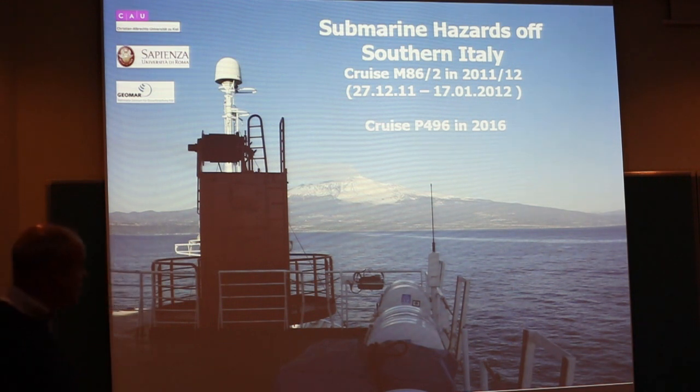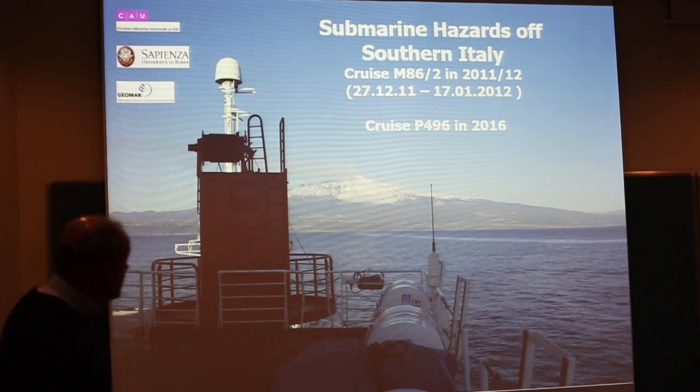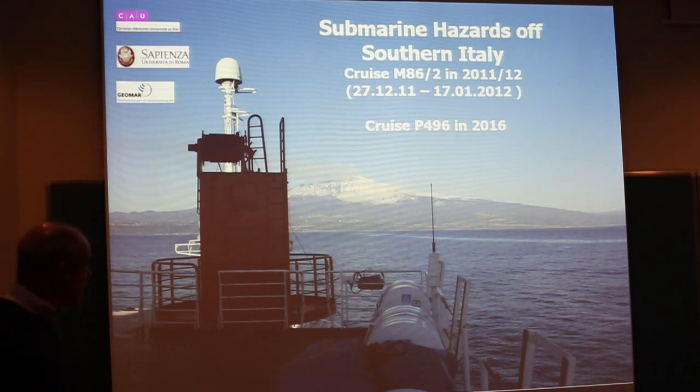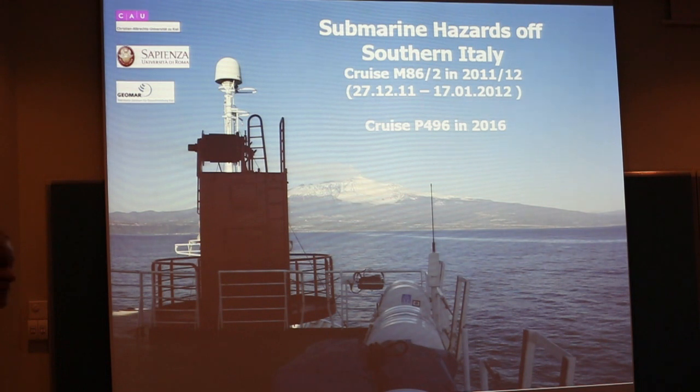That means a different setting, because we have an active margin, and we also had a number of cruises to this area, a very nice area for surveying. This is Mount Etna in the background, and it's really very nice scenery. We were even lucky enough to do our survey during the eruption of Mount Etna. We saw lava fountains and lava flowing down the mountain.